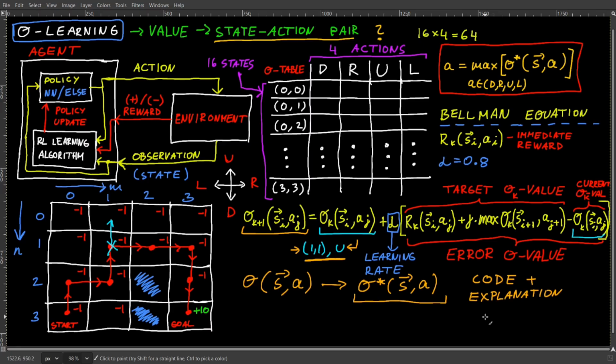In the next video, let's start merging reinforcement learning with control systems. Thank you.